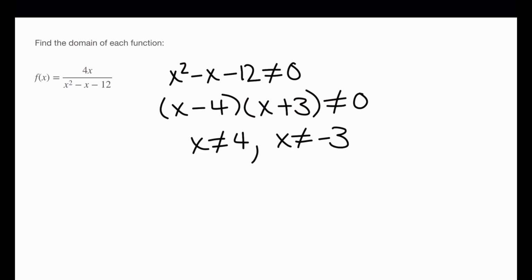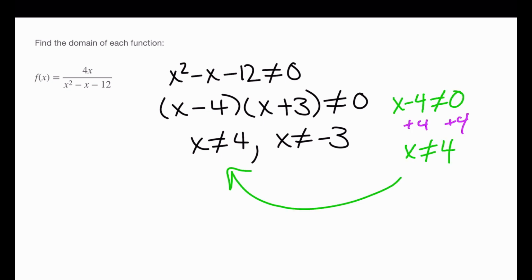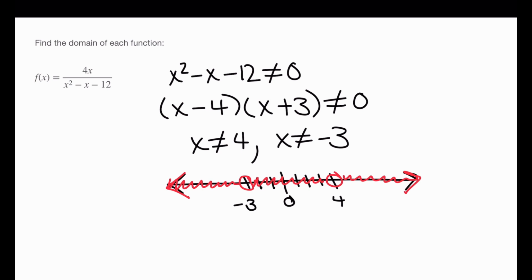If I set my factors equal to 0, or not equal to 0, and let's see, I didn't show my work. I'll put some work over to the side. So I can say x minus 4 not equal to 0, add 4 to both sides, so x cannot equal 4. 4 will give us a 0 in the denominator. If x plus 3 not equal 0, we can minus 3 and get x cannot equal negative 3. So my domain is every number except for negative 3, except for 4.